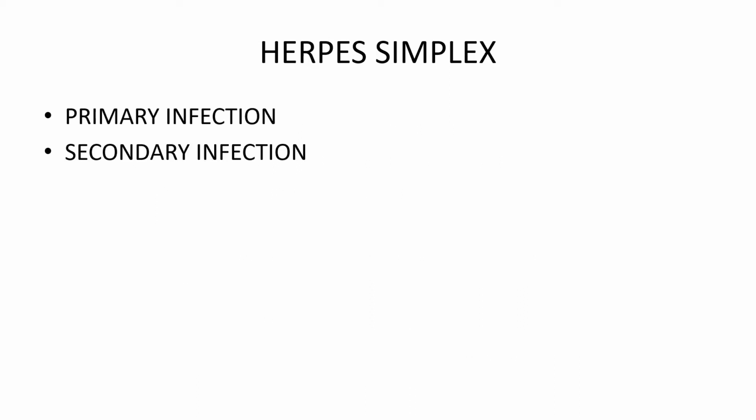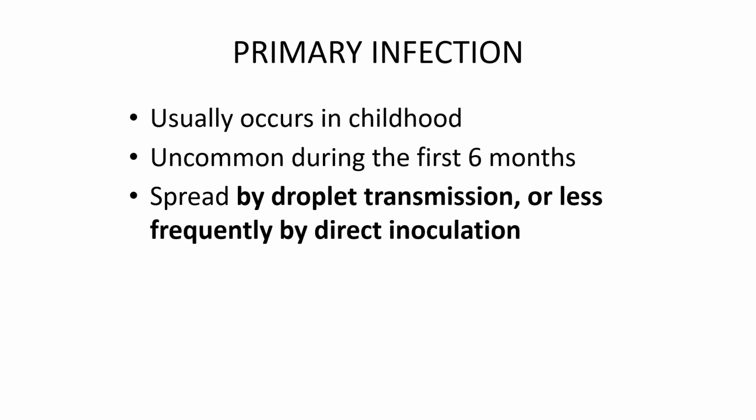There are two types of herpes simplex infection, primary infection and secondary infection. First of all, we will discuss primary infection. Primary infection, as the name indicates, means there is no previous viral exposure. It usually occurs in childhood and is uncommon during the first 6 months of life due to protection from maternal antibodies. Primary infections spread by droplet transmission or, less frequently, by direct inoculation.